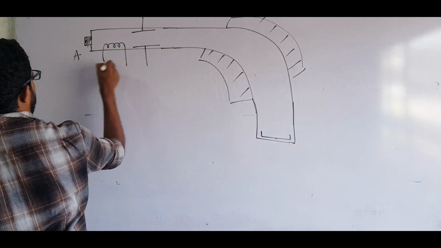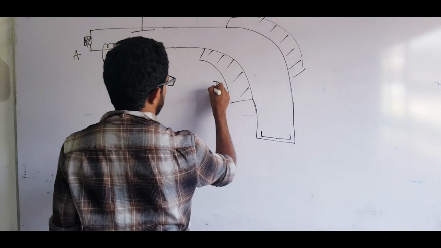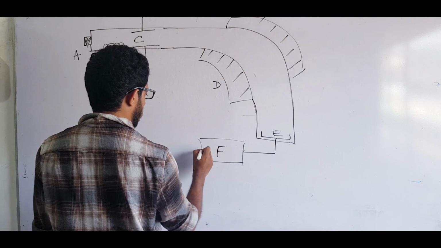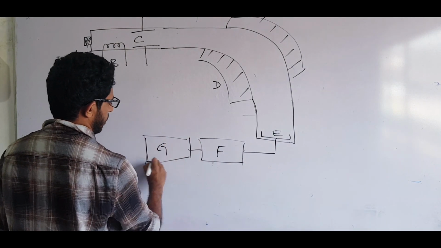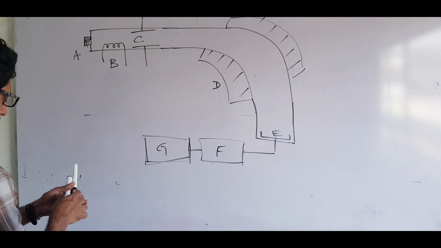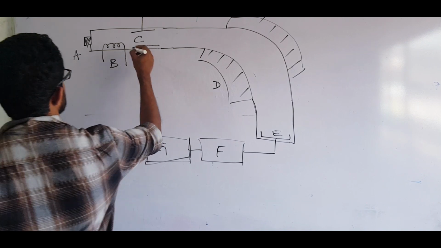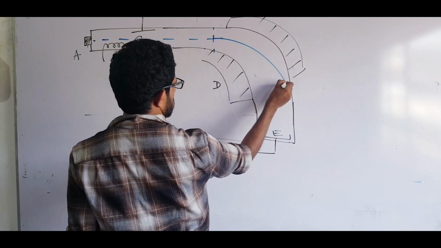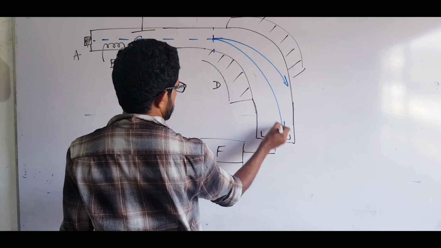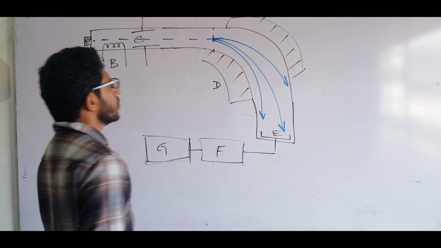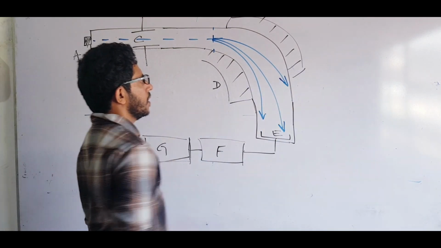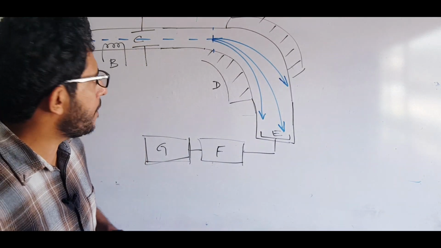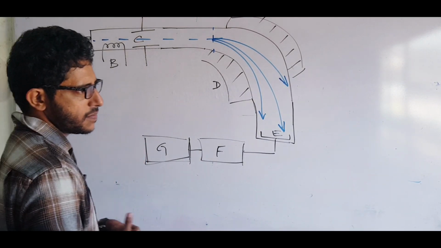I am putting parts A, B, C, D, E, F, G. So this is the rough sketch of the mass spectrometer. We will see what happens with each part.